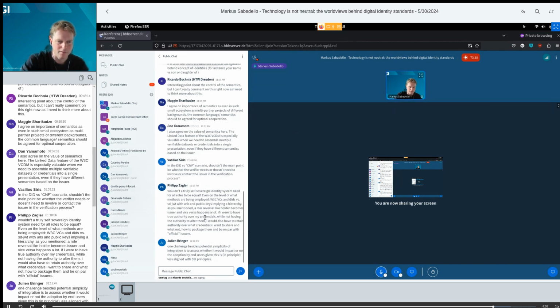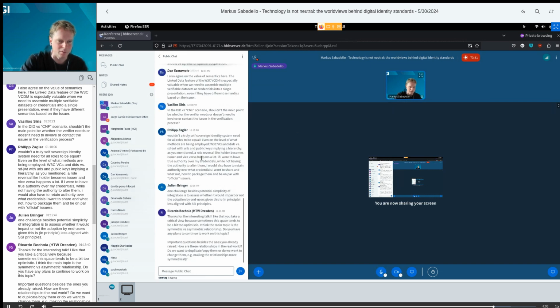Wouldn't a truly self-sovereign identity system need all roles to be equal? Yes, absolutely. And on the question of impact on adoption by end users: yes, of course, I agree. None of the technical or ideological discussions matter much if something is not usable in the end.